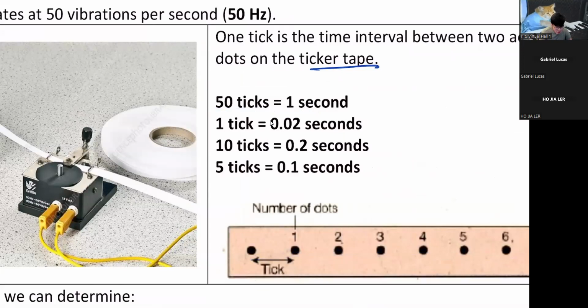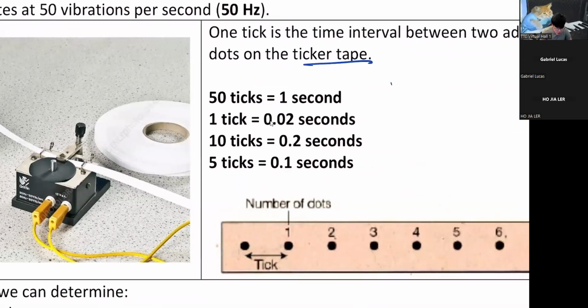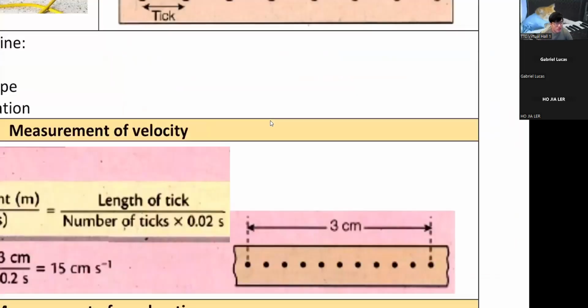That means to find out one tick, I use 1 divided by 50. That means every tick is 0.02 second. It takes 0.02 second to draw each dot. This will make a lot of sense later. Please memorize this. Not really memorize, it's just understanding. So 1 divided by 50, this is your one tick, 0.02 second. So what are we trying to do here?